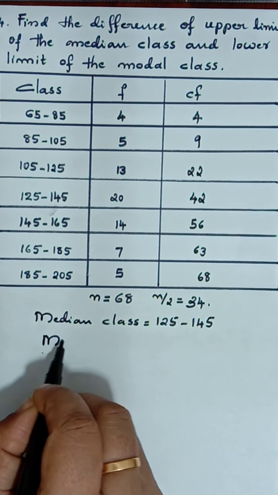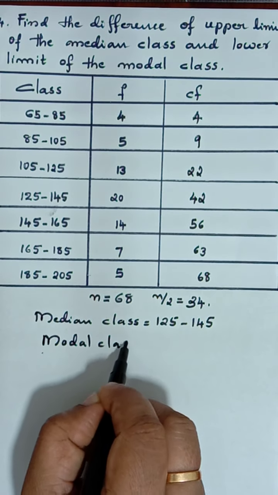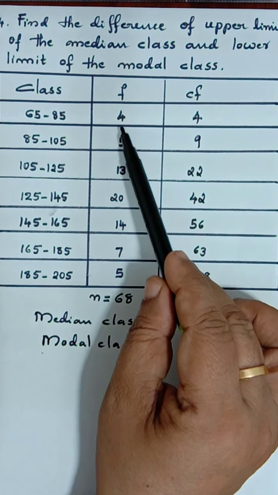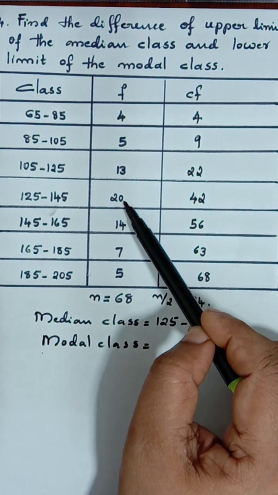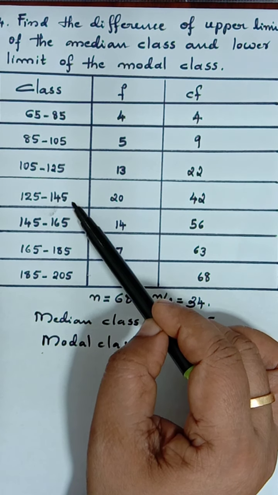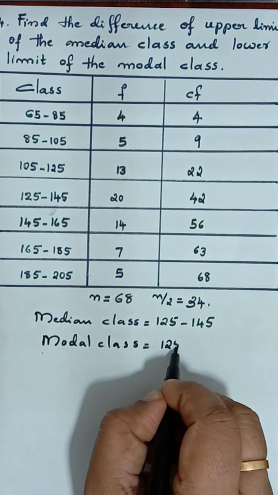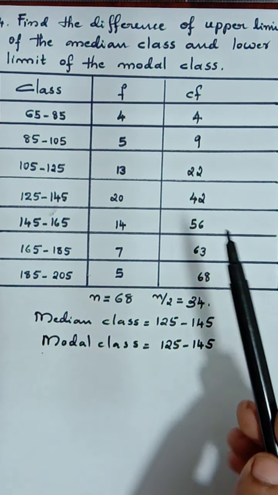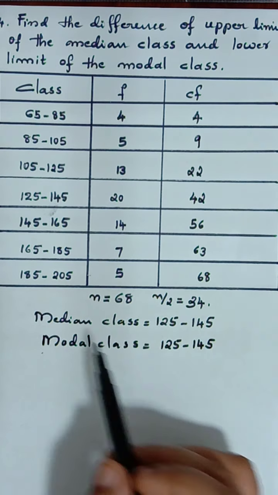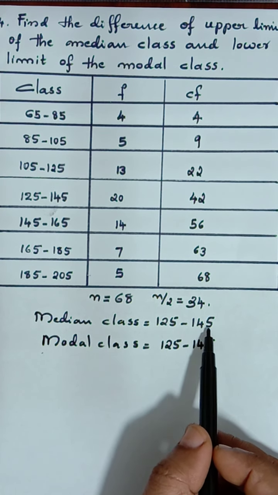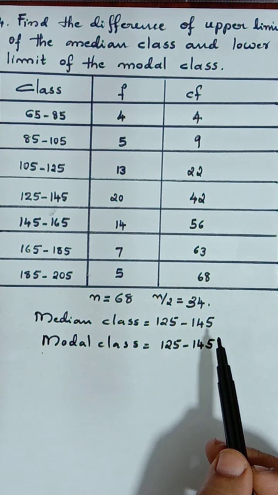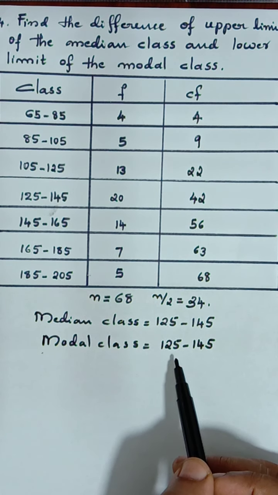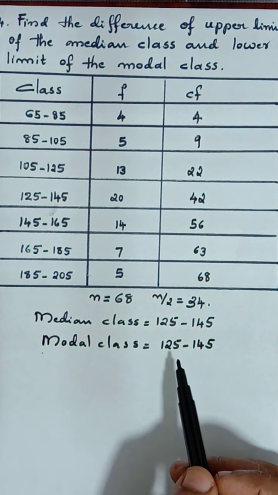Now for the model class, do you know how to get the model class? In the frequency column you have to check which is the maximum number. Isn't it 20? So 125 to 145 is the model class. Now come back to the question. Find the difference of the upper limit of the median class. The median class upper limit is 145, and the lower limit of the model class is 125.